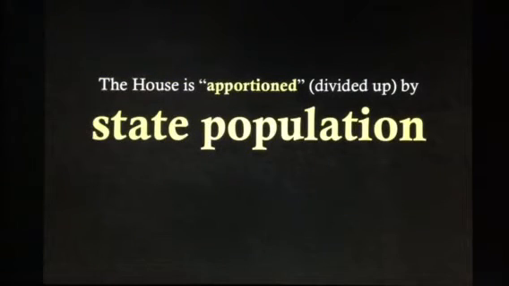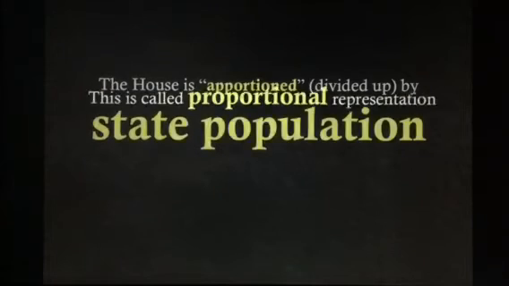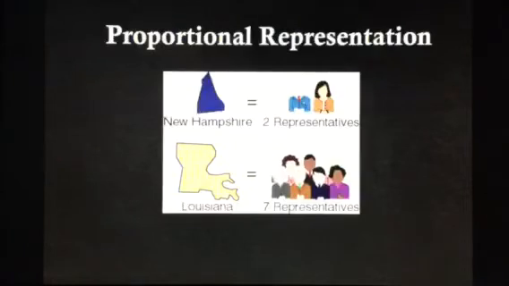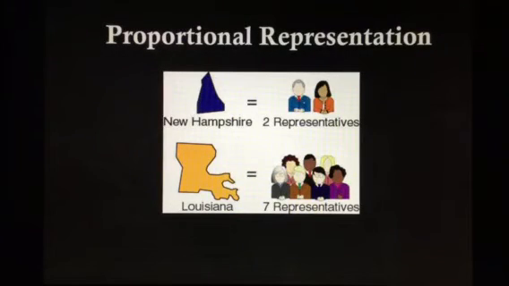The House of Representatives is apportioned, that means divided up, based upon the population of each state. This is called proportional representation. Proportional representation based upon population. For example, New Hampshire, because of its population, gets 2 representatives. Louisiana, because of its population, gets 7 representatives. It's proportional to population, or relative to population.